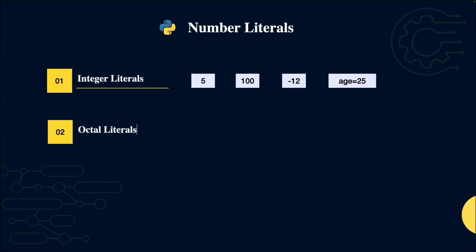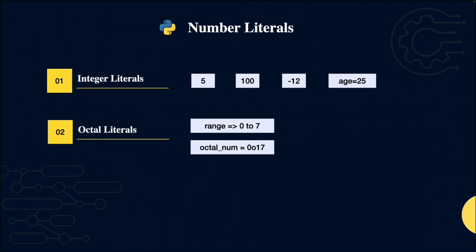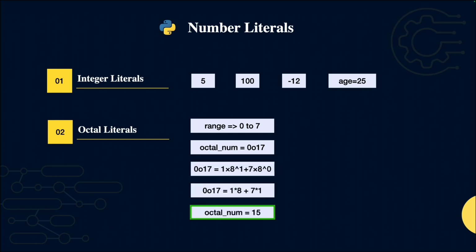Next is octal literals. Octal literals are a bit unique because they represent numbers in base 8, meaning their range is from 0 to 7. In Python, to specify octal literals, we use the 0 prefix. For example, if we write octal_number = 0017, then 17 is in base 8 and Python interprets it as an octal literal. Its equivalent decimal number is 15.